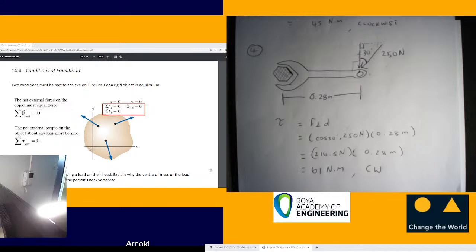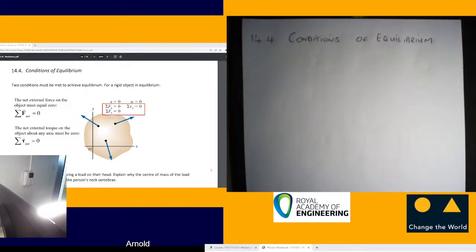Anyway, I'm going to continue. Conditions for equilibrium. I hope that makes sense. I needed a perpendicular component of the force.